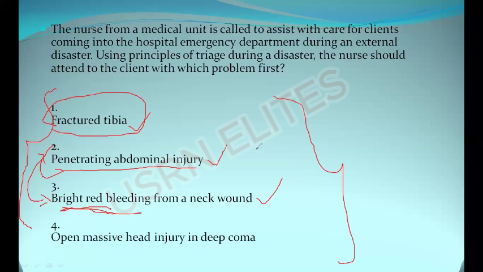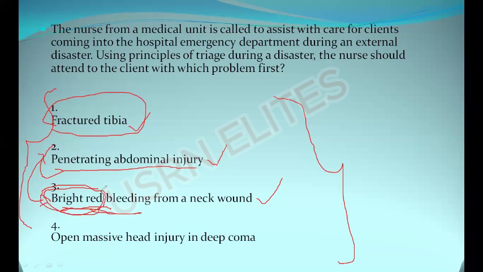You have two major... I don't know whether they are by anatomy. The first one, 2, is a cavity, and 3 is the neck. It's not a cavity, it's from a direct artery source. Okay, 3 is from a direct artery source. So it is this one that gives the clue: the bright red bleeding.